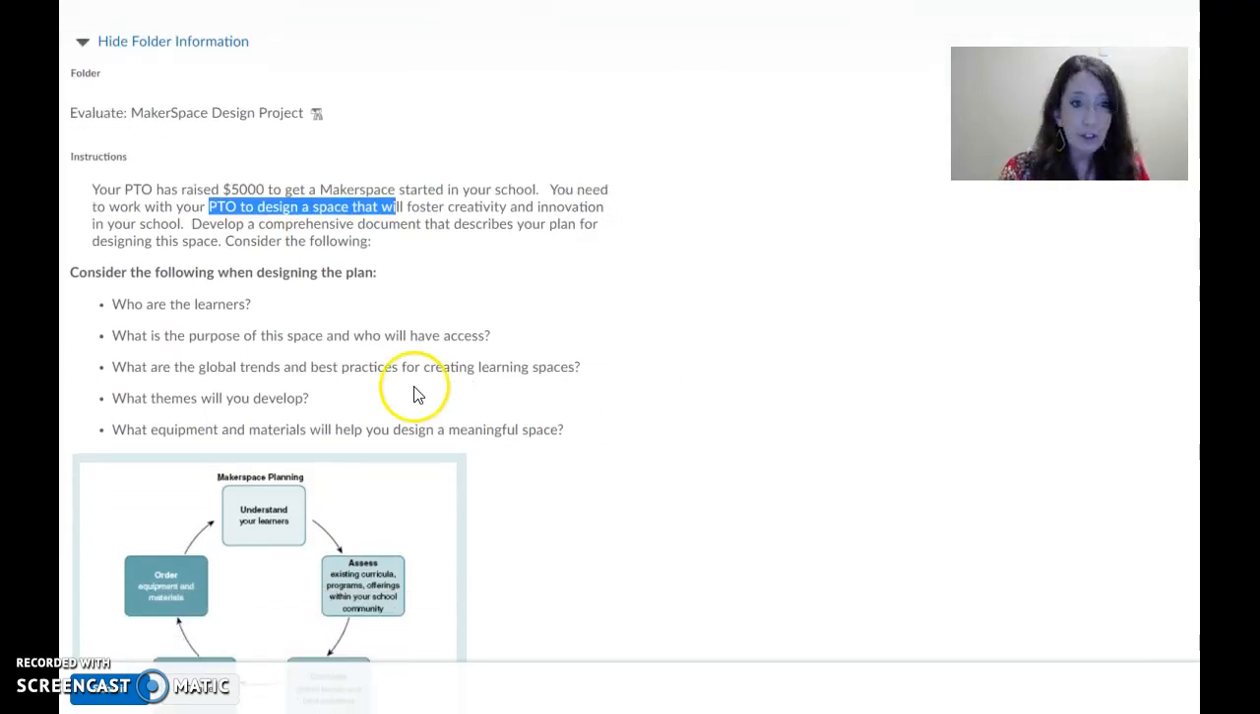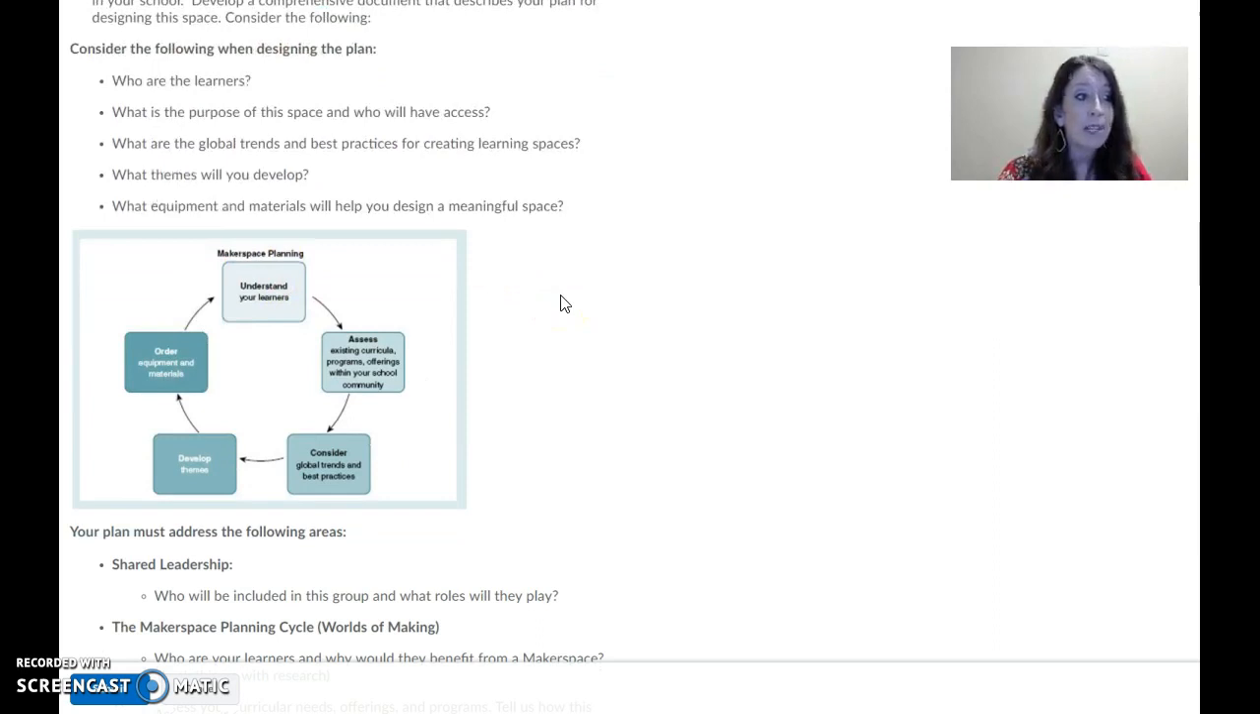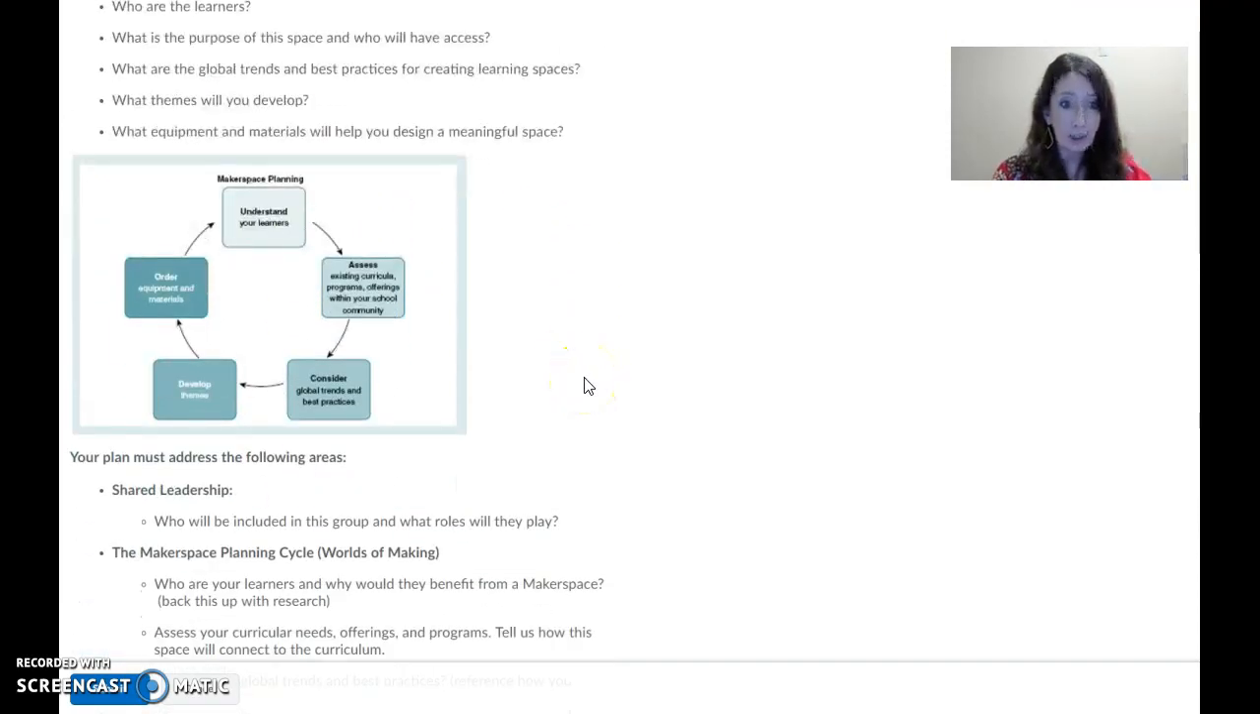So, things to consider as you're planning. These are just ideas about where you should be. Who are the learners? We need to address that. What is the purpose of the space and who will access it? What are the global trends and practices for creating this space? What are the themes that you developed? And what equipment and material will help you design the space? Laura Fleming outlines this kind of makerspace planning cycle, and this is something to begin to consider. I've outlined those up here. Think about this as you build your plan.